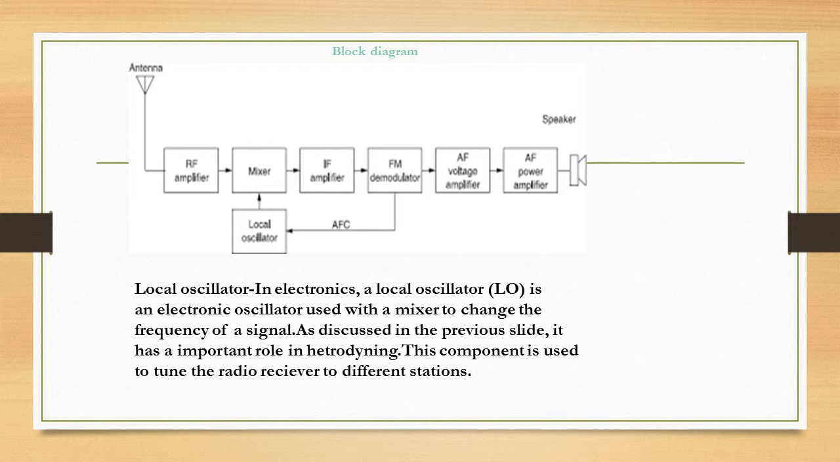Local oscillator. In electronics, a local oscillator is an electronic oscillator used with a mixer to change the frequency of a signal. As discussed in the previous slide, it has an important role in the heterodyning. This component is used to tune the radio receiver to different stations.